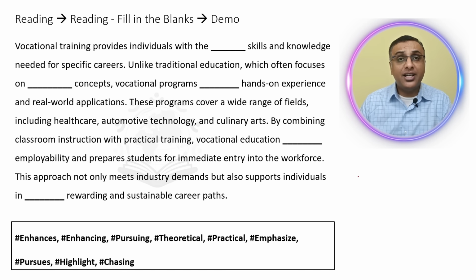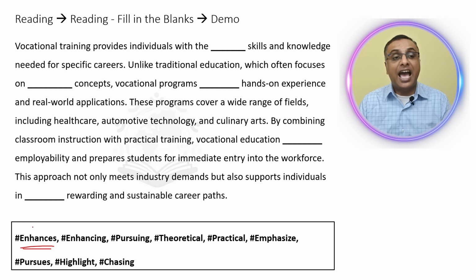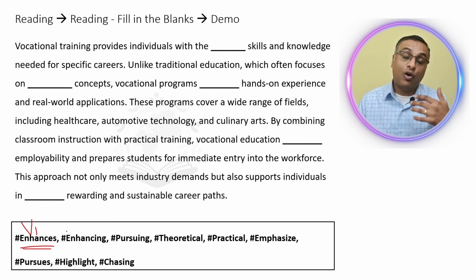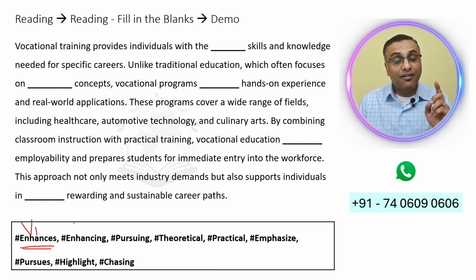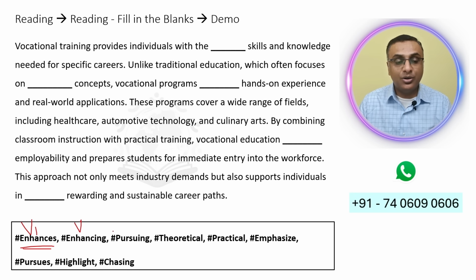The easiest way to identify blanks in reading fill in the blanks question is to identify the parts of speech in your answer options. Let's straight away go and identify them. What is enhance? Enhance is improving something. So it is an action. Over here, it is in the base form V1 plus S. Next is enhancing, which is in a present continuous form, V1 plus ing. So here also it is a verb.